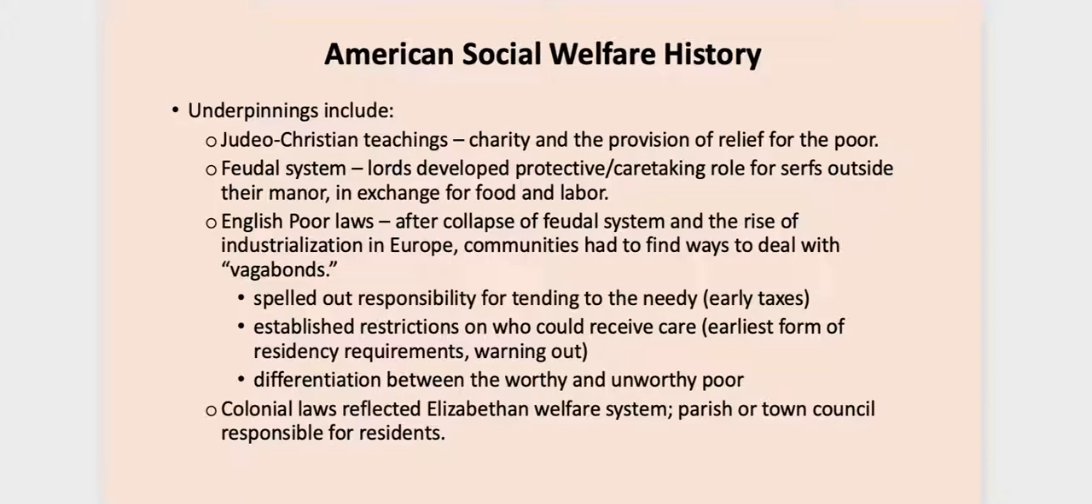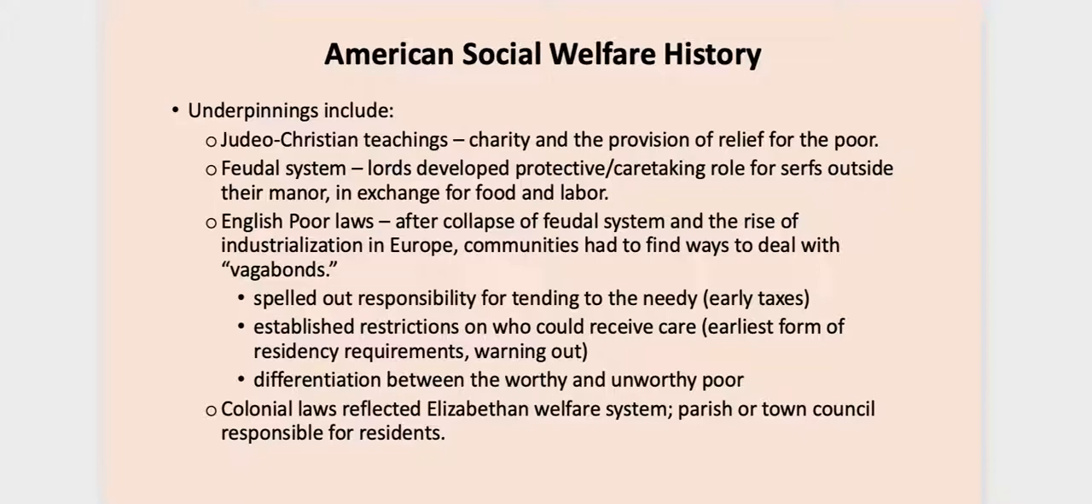When colonists came to America and established laws, the early colonial laws regarding poverty and the homeless and such really reflected the Elizabethan or English poor law system. And the earliest government of responsibility was the local community, the parish or town council, that was designated as being responsible for the residents and the care of those individuals who couldn't care for themselves.